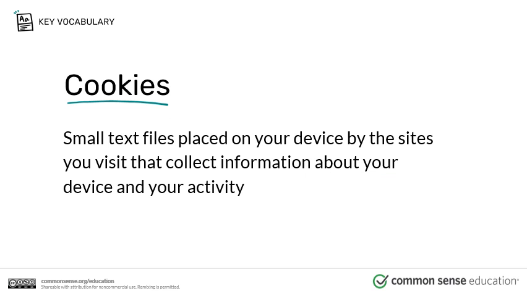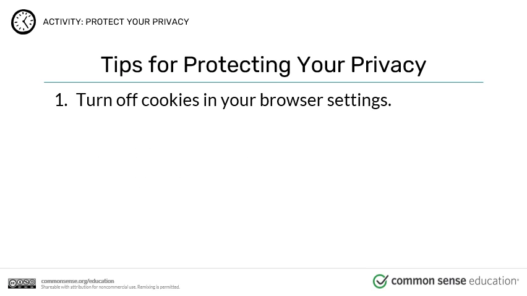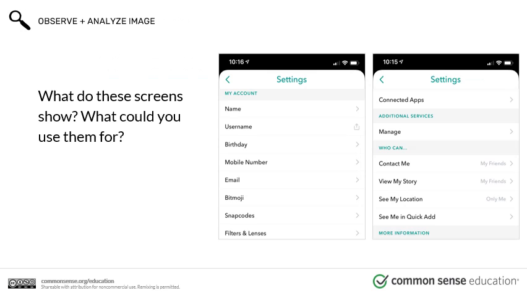When you accept that privacy policy, you're saying that you'll allow cookies, which are small text files placed on your device by the sites, to collect your information. And you're saying that you'll allow them to do what they want with your privacy. Like you are agreeing to surrender your privacy. So one way that you can protect your privacy, even after having accepted that privacy policy, is turn off those cookies in your browser settings.